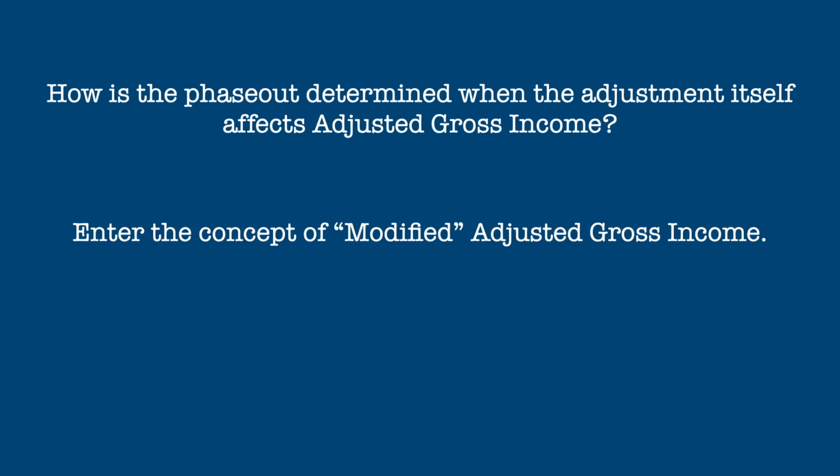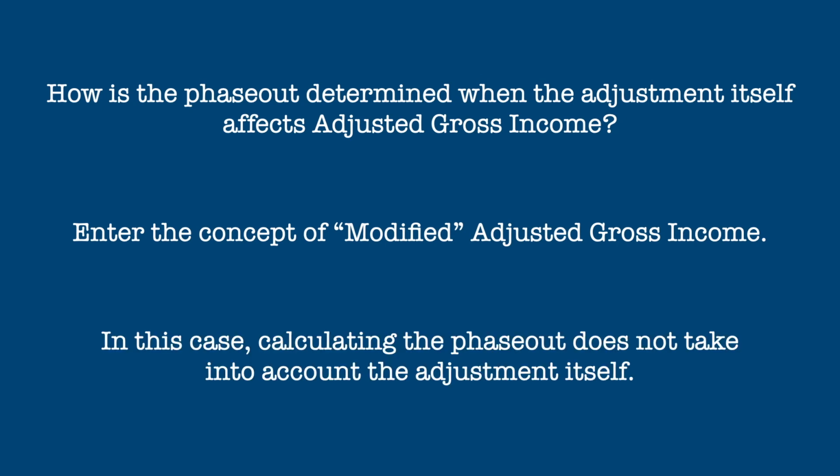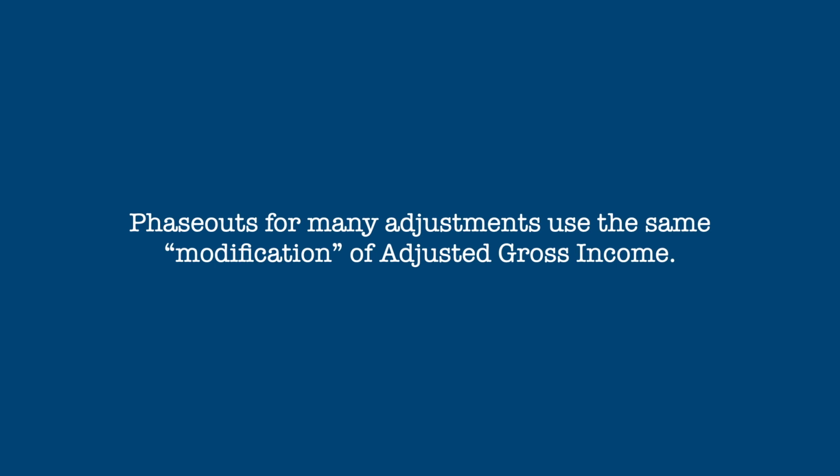This is where the concept of modified adjusted gross income comes into play. In this case, the adjusted gross income used to compute the phase-out does not include any potential student loan interest deduction. In fact, many of the adjustments involve phase-outs based on a similar modification of adjusted gross income.